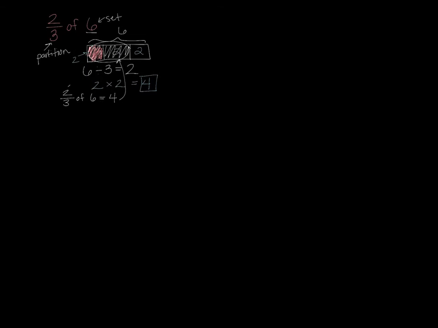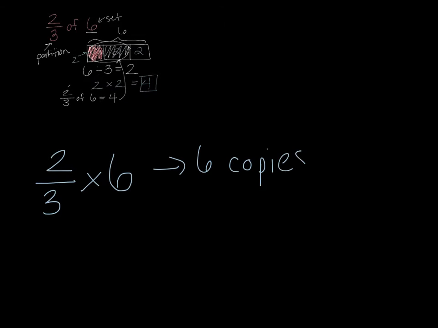Alright, so now instead of thinking of it as 2/3 of 6, I'm going to change it a little bit, and now I'm going to look at 2/3 times 6. And what I really want to think about when I think of 2/3 times 6 is 6 copies of 2/3. So I'm going to now draw you 6 copies of 2/3.